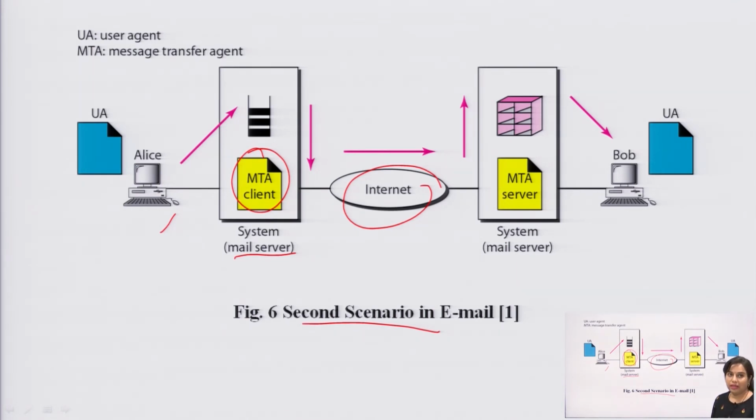But in this particular case, there are two systems connected. Alice is connected to one system, Bob is connected to another system. Now, these two systems communicate through the internet, which will act as an intermediate node, and another additional agent is required, that is known as the message transfer agent, which will be present at the transmitter side, and a message transfer agent which will be present at the receiver side.